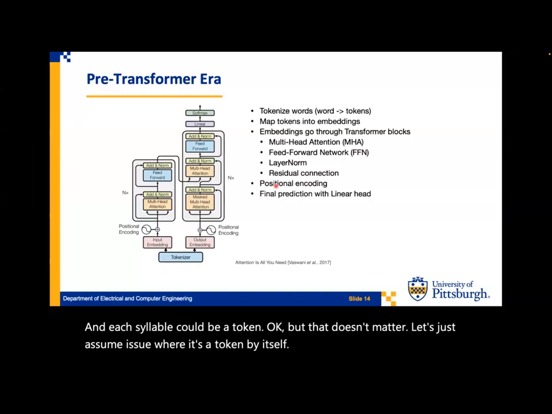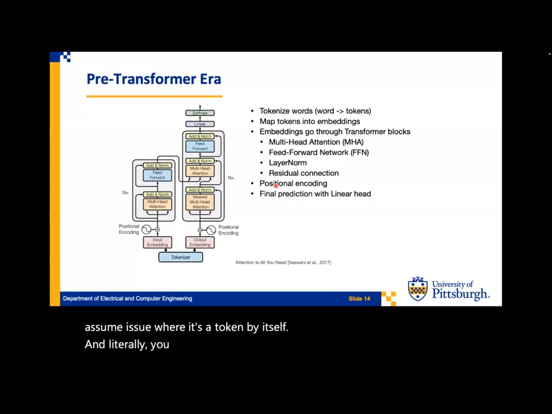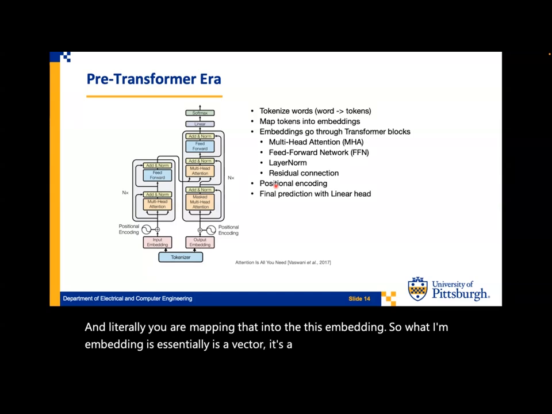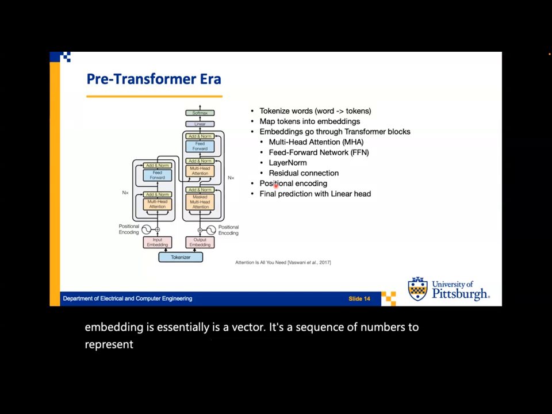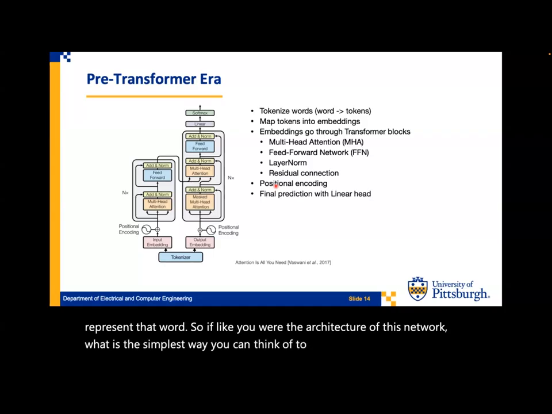And then you are mapping that into this embedding. What an embedding is, essentially, is a matrix, a vector. It's a sequence of numbers to represent that word. So if you were the architect of this network, what is the simplest way you can think of to do this encoding of the token?